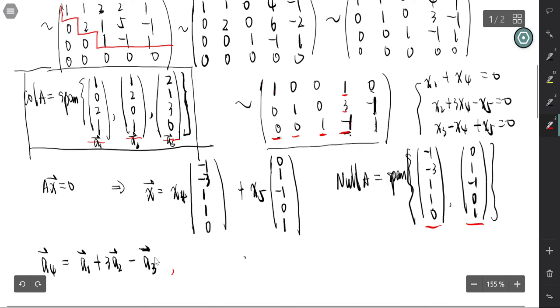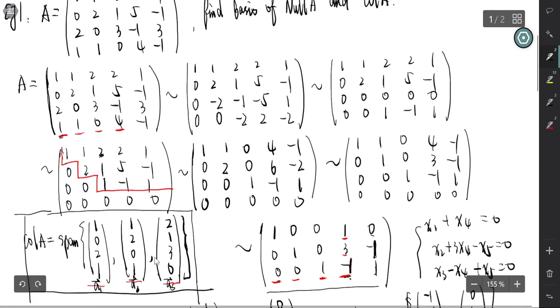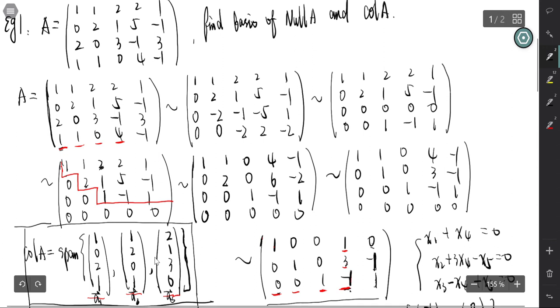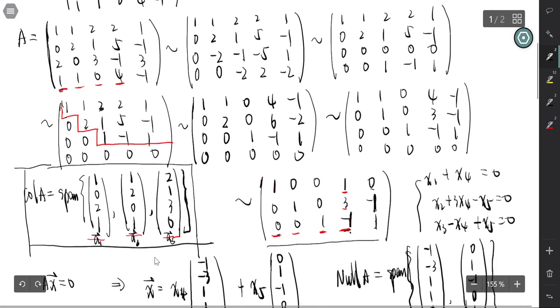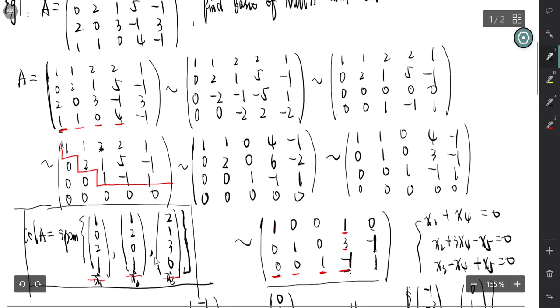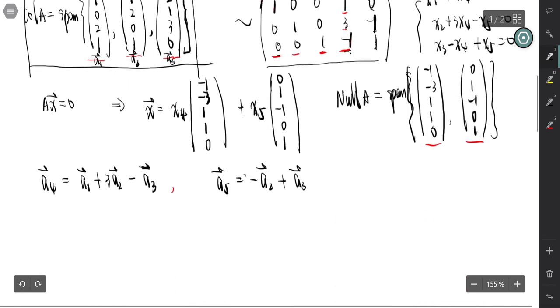And a5 is negative a2 plus a3. We can check. Negative a2 plus a3: negative 2 minus 1 is negative 3... that's 1, 1 minus 2 is negative 1, and 0 minus 1 is negative 1. That's right.